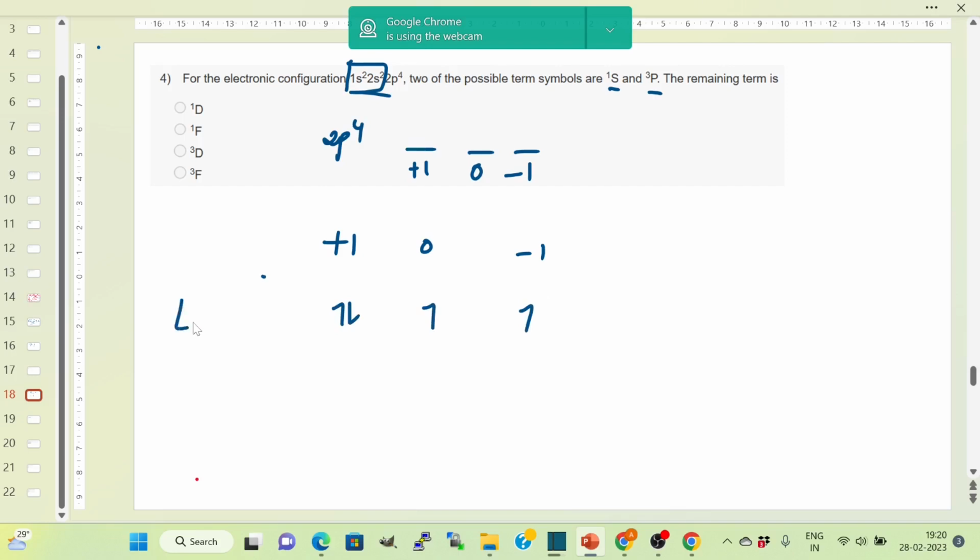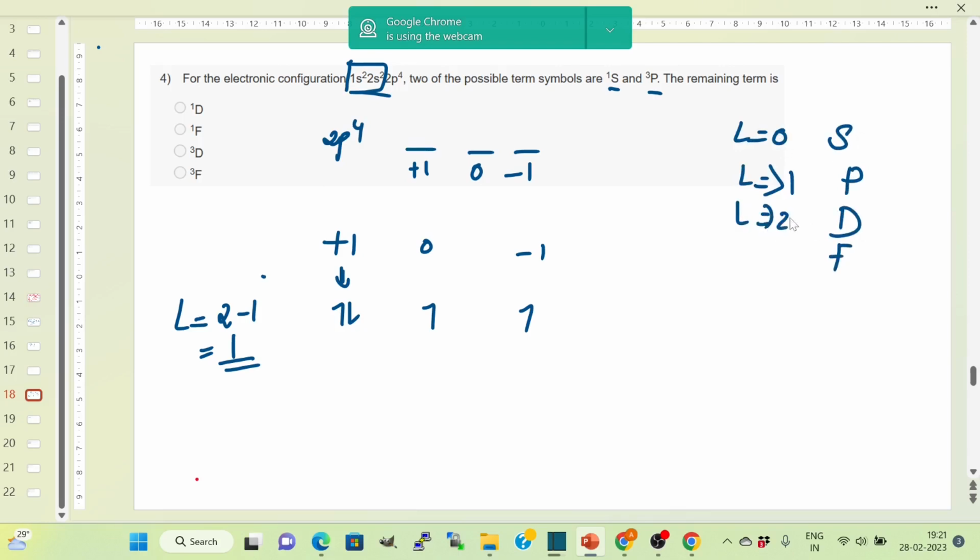So here the L value will be plus 1 into plus 1. This is for each electron, this is the value. So plus 1 plus plus 1, it is 2. Then here it is minus 1. 0 is just 0, right? For one electron, the contribution in this orbital is 0. So basically L is 1. And for L is 1, we have P. Where L is 0, we have S. Then D, F, and so on. So for this one, the L is P, right?